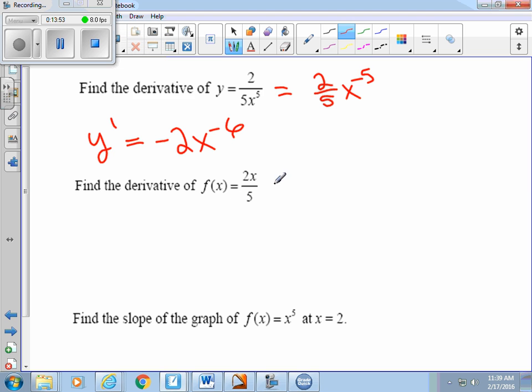2/5 x. Where is the x if it's on the top? It's on the side. It's not to the negative 1 because it's just to the first power, right? So what's the derivative of that? 2/5.